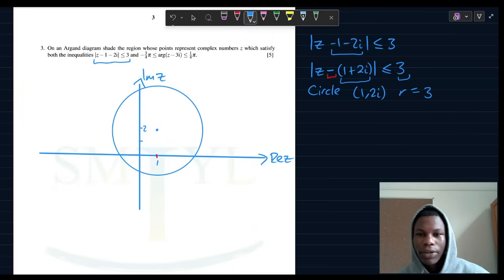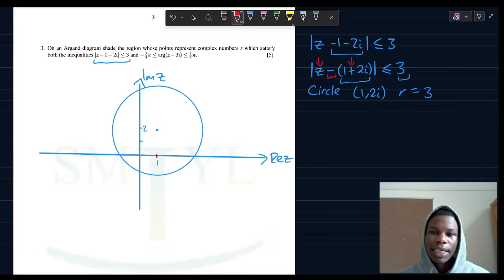When they say less than or equal to 3, they're saying that the distance between z and this complex number has to be less than or equal to 3. So the point z is on the circumference of the circle, and 1 plus 2i is the center of the circle. So they're saying that the distance between the center and the circumference has to be less than or equal to 3. In other words, we want the region that's inside the circle. And since we're saying less than or equal to, we include the circumference of the circle.